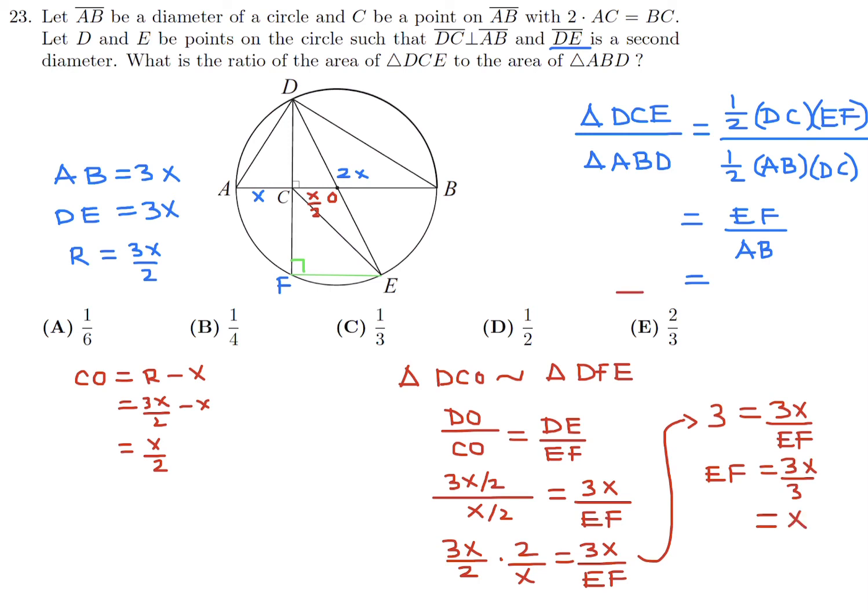Okay. All right. We have everything that we need. So going back and turning back our attention to that, EF we just figured out was X. AB is from here to here, which is the diameter, which is 3X. And therefore this is just 1/3. And therefore number 23, the answer is C.